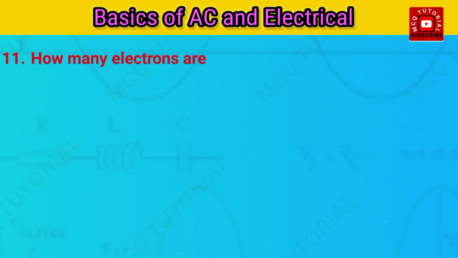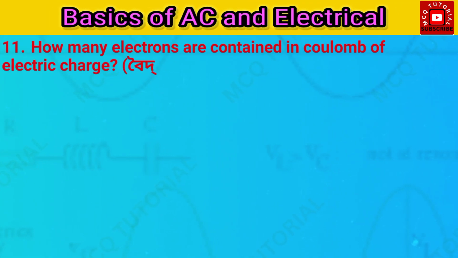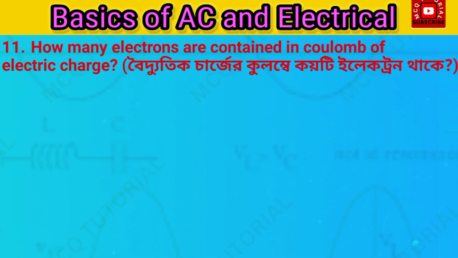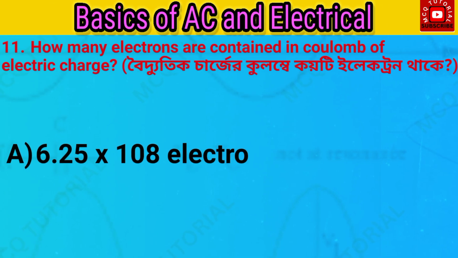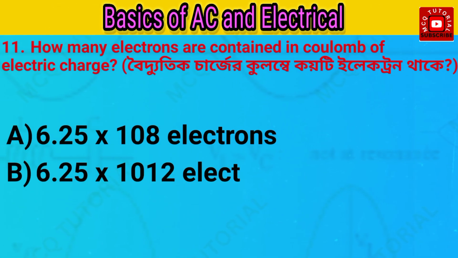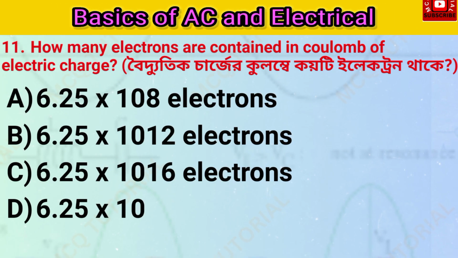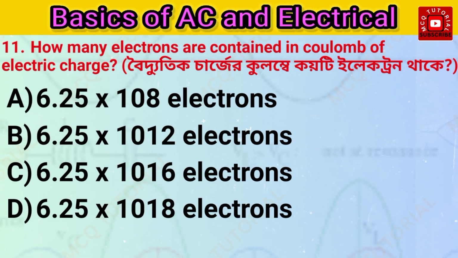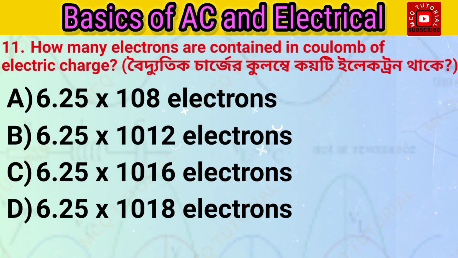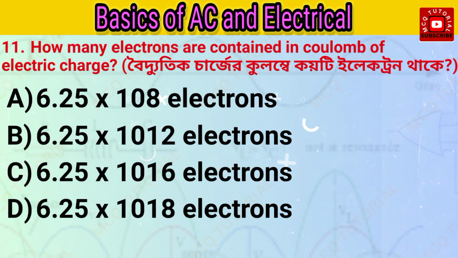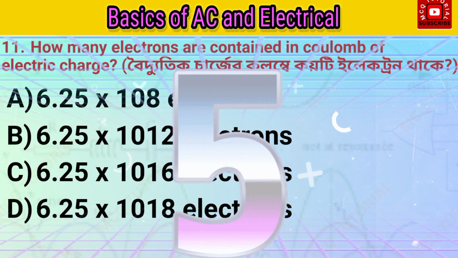Question number 11. How many electrons are contained in a coulomb of electric charge? Option A: 6.25 × 10^8 electrons. Option B: 6.25 × 10^12 electrons. Option C: 6.25 × 10^16 electrons. Option D: 6.25 × 10^18 electrons.